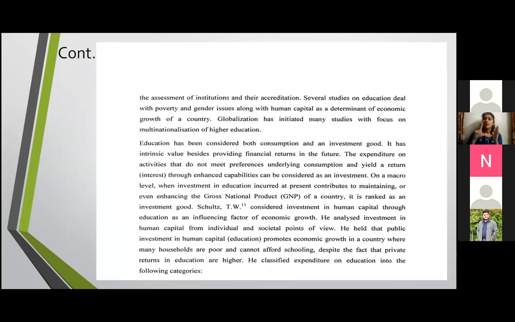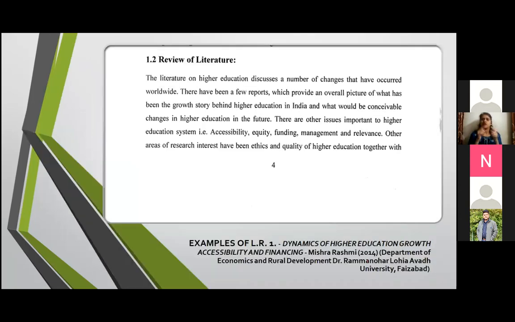So wherever you can see a footnoting, as we can see here, 11, right? This is a footnoting done, which means she's actually reviewing a literature over here, and from that literature this paragraph is derived. Education has been considered both consumption and an investment good. It has intrinsic value besides providing financial returns in the future. All these sentences are taken from one particular literature, and she has reviewed that literature, and she has come up with this one particular paragraph in her own words. So this is how a literature review is done.